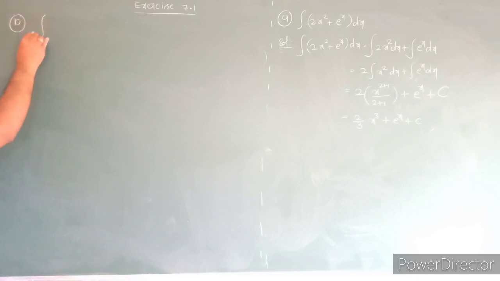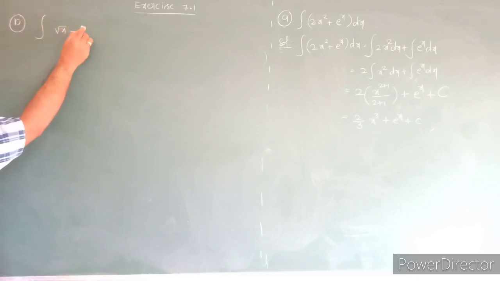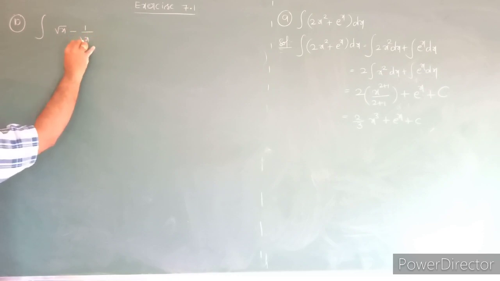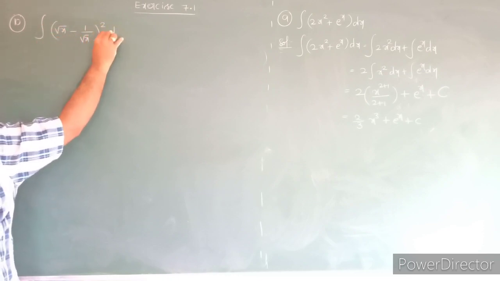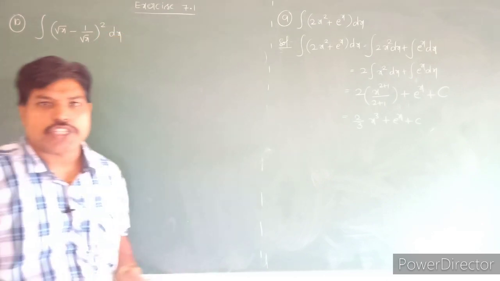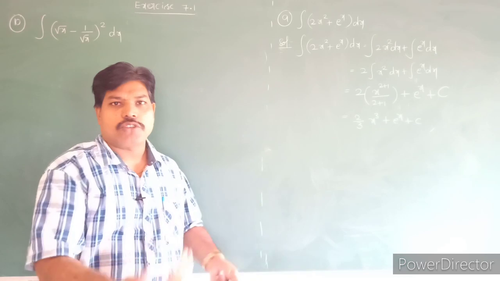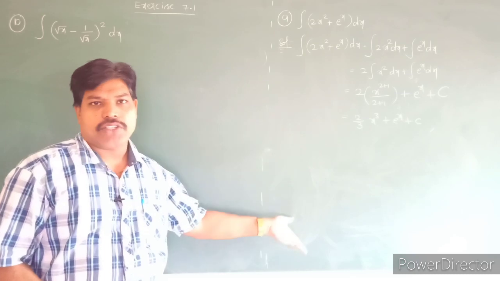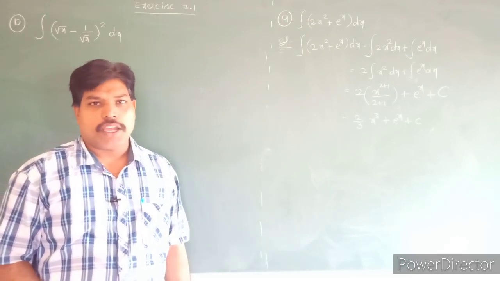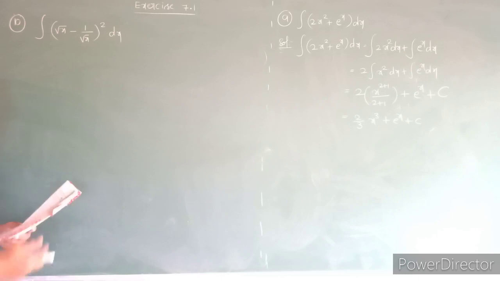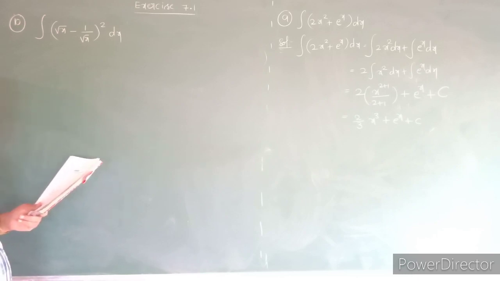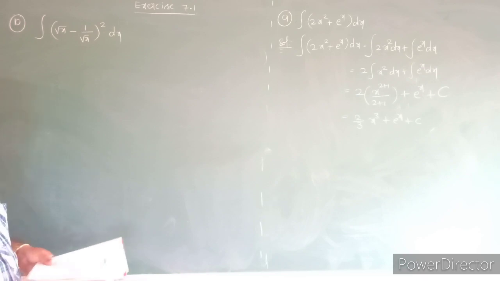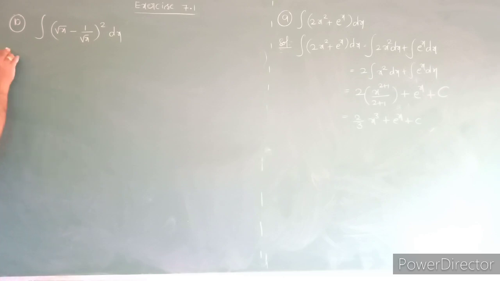So integral of root x minus 1 by root x whole square into dx. All these questions are basic questions. You have to practice these questions. Why? Because in the next problems we will use the direct conditions. Okay. So here we are giving the detail. If you practice this one, it is easy for the next questions. Okay. So see the next question. Integral of root x minus 1 by root x whole square into dx. So see the solution of this question.